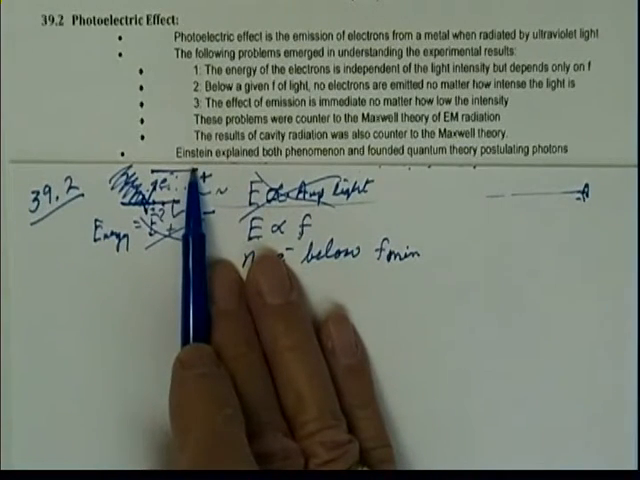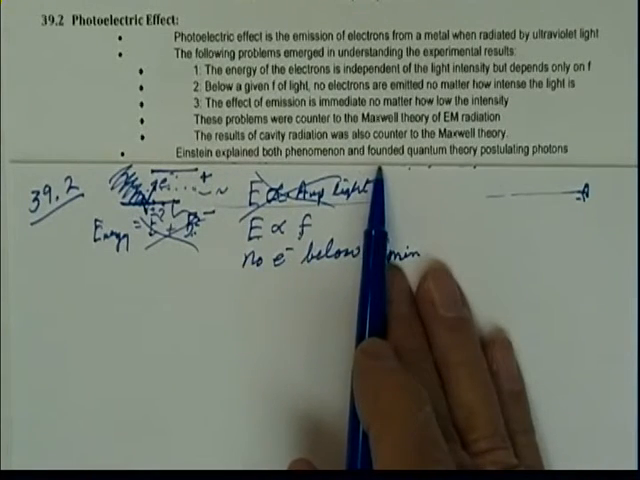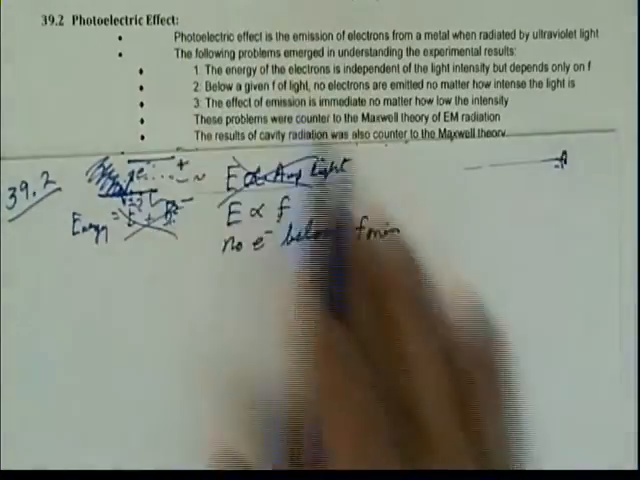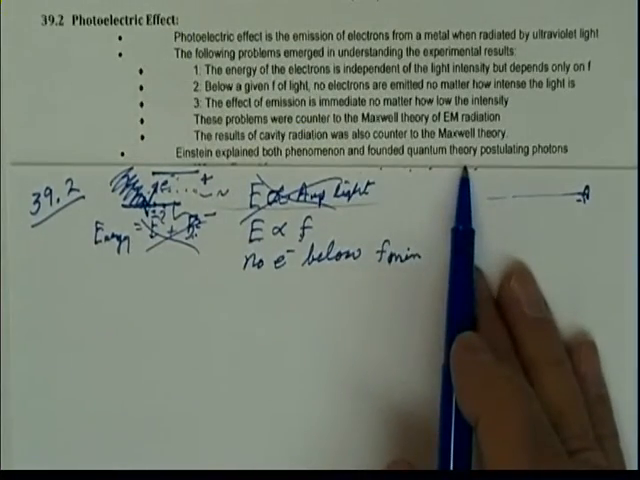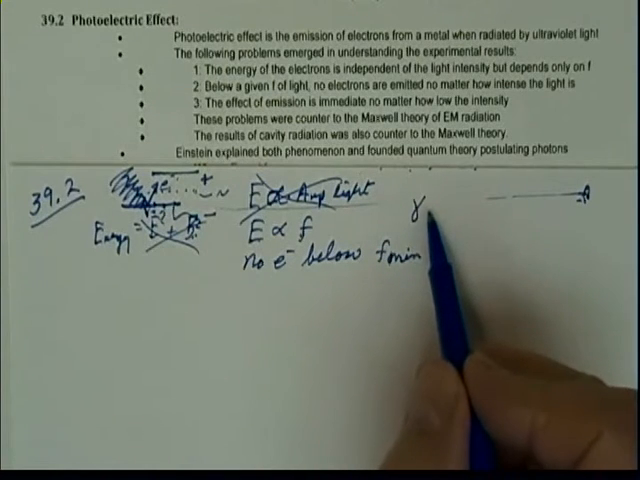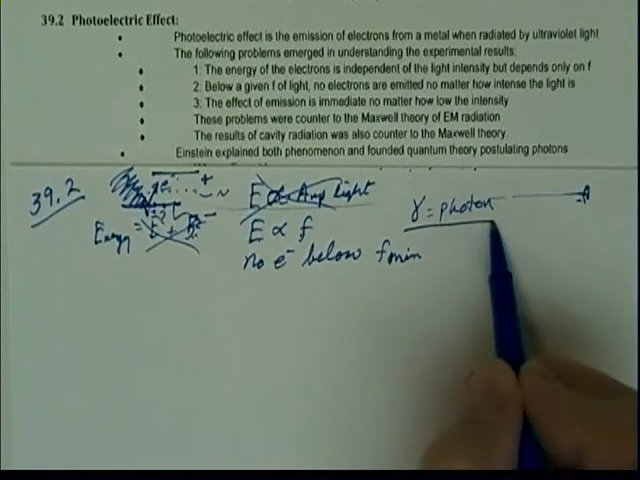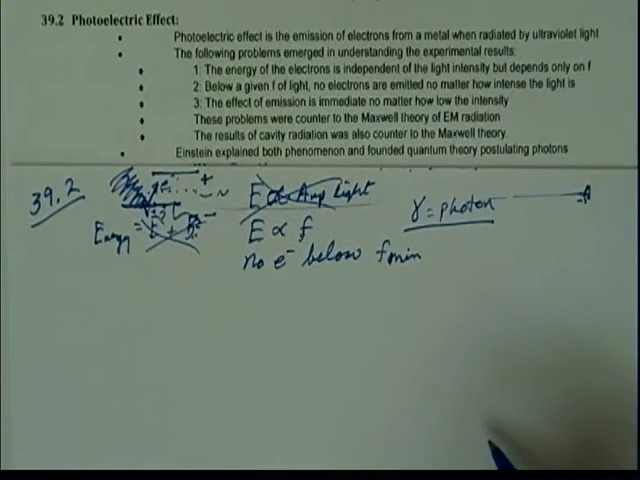It was Einstein, working at the same time as he was developing relativity, that explained both these phenomena. And he basically, along with Planck, founded the concept of quantum theory by postulating the existence of a photon. What is a photon? A photon is a quanta of light.